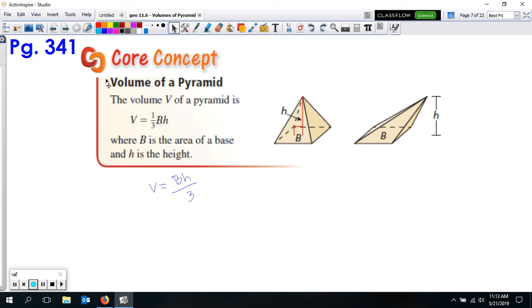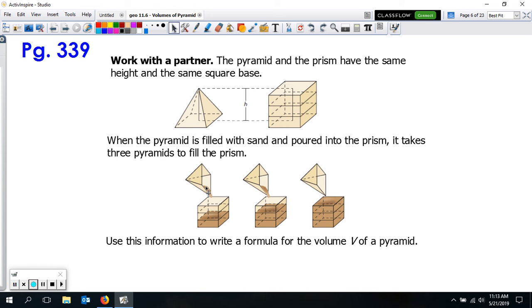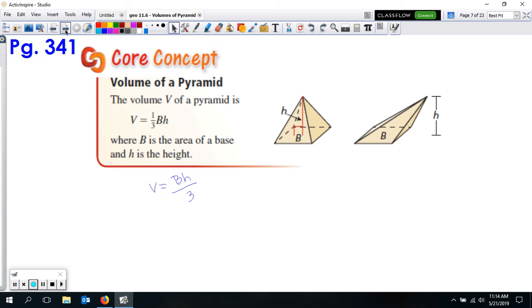So our core concept on 341, the volume of a pyramid is 1/3 times the base area times the height. So basically, if it takes 3 to fill it up, then the volume of the space inside the pyramid is 1/3 of what is inside this prism. And we know to find the volume of the prism, it's just base area times height. So if it's a pyramid, we're going to multiply it by 1/3, base area times height. So we're still going to find the base area and the height, but we have to multiply it by 1/3 because it's a pyramid and not a prism.